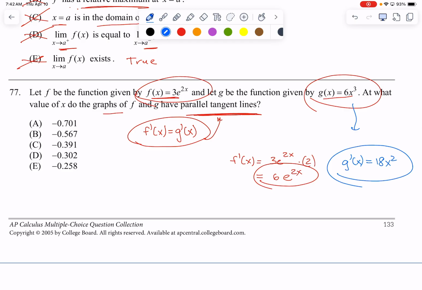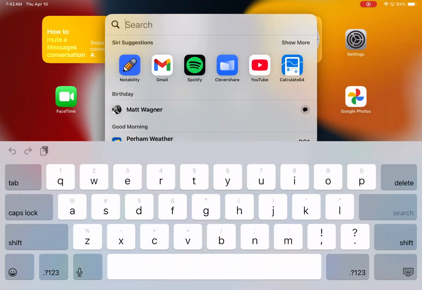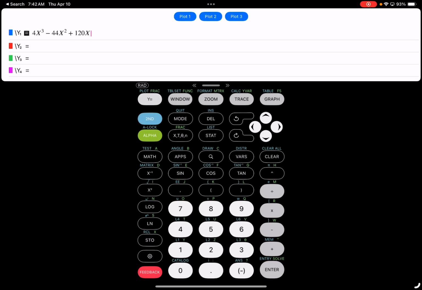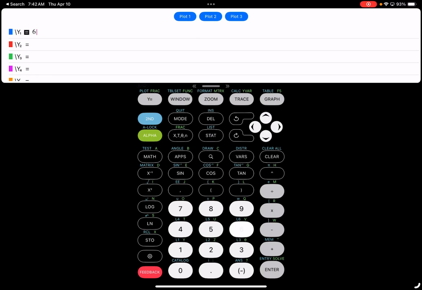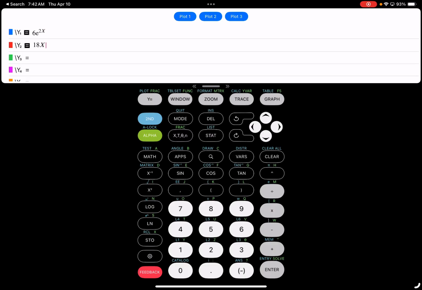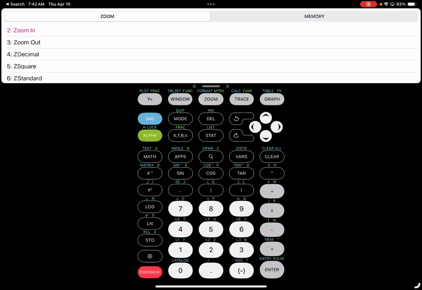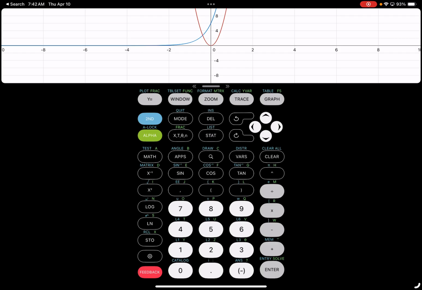So all I have to do is plug these both into y equals. I'll do that with you. Okay, so I'm going to go to y equals. I'm going to type in, what was it, 6e to the what? 2x. Second ln for e to the 2x, and then I'm going to go 18x squared. And then I'm going to graph it. I'll probably hit zoom 6 because I don't know who's had the calculator before me.